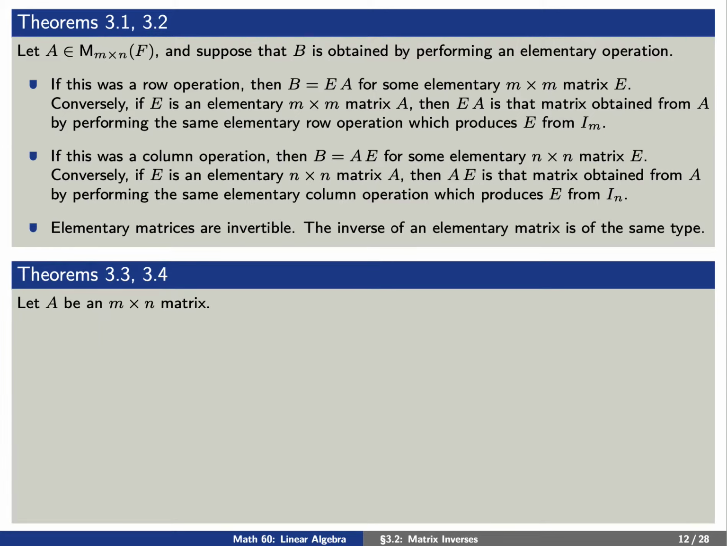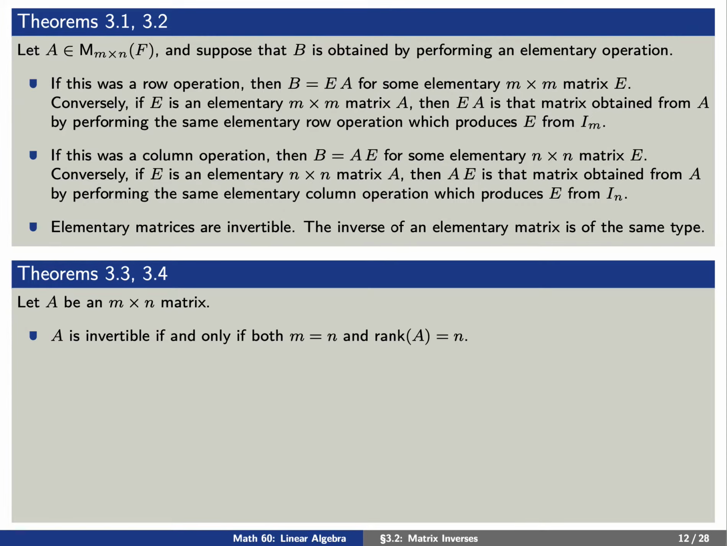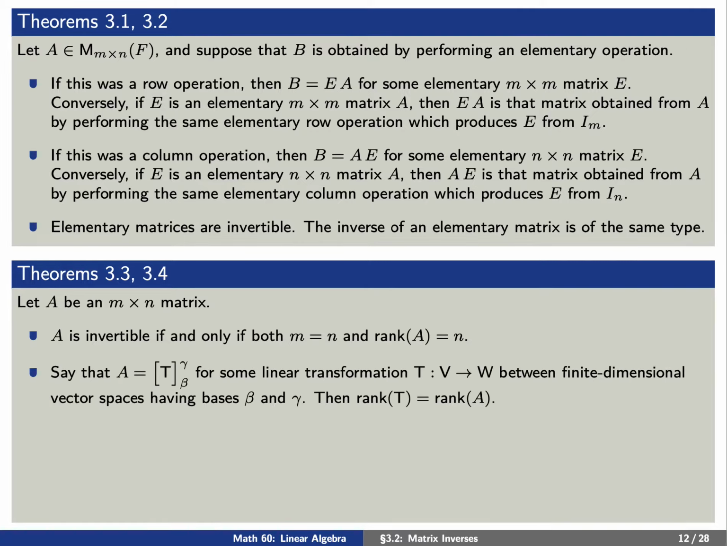Let's say that A is again an m by n matrix. Then A is invertible if and only if both m equals n and the rank of A equals n. M here is the number of rows and n is the number of columns. Let's say that A is the matrix representation of some linear transformation T with respect to some bases beta and gamma. Then the rank of T is equal to the rank of our matrix A.